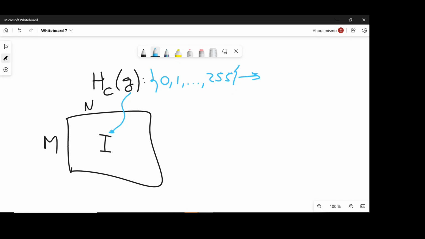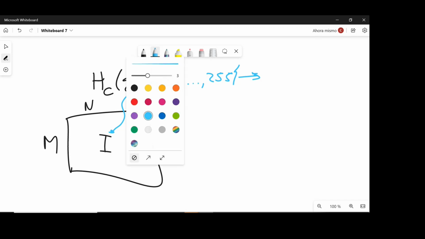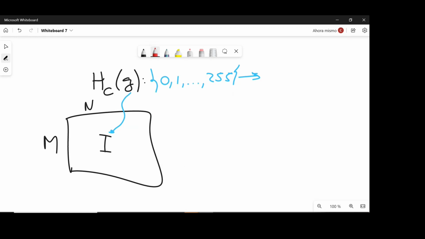Sorry, the number of pixels, and what is the number of pixels? M times n. So it will go, and we use a different color for that. So the output will be red. And we go 0, 1 up to m times n.